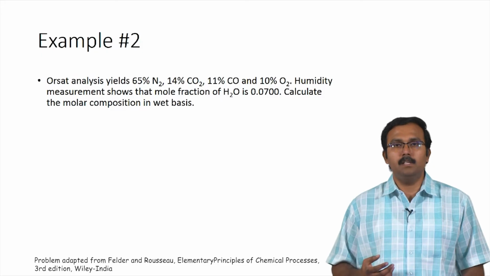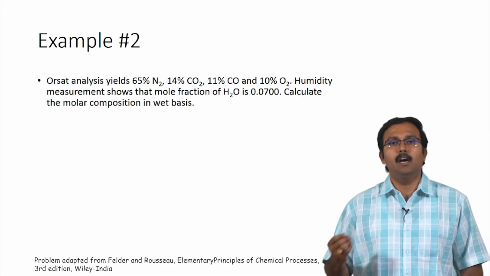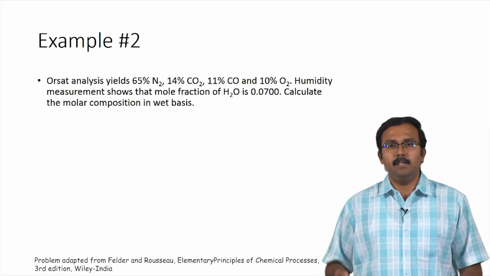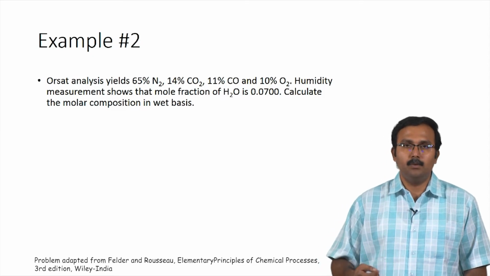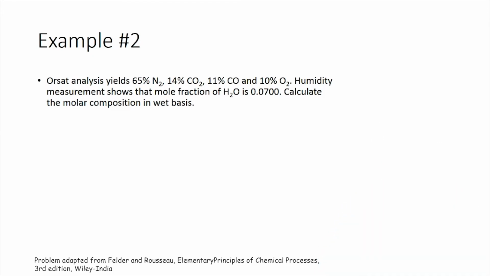Now that we have all this, we have been asked to calculate how much of each of these is present in terms of wet basis. So, let us go about and try to do this calculation. For performing these calculations, let us assume a basis of 100 moles of dry air entering into the system. So, basis would be 100 moles of dry air.